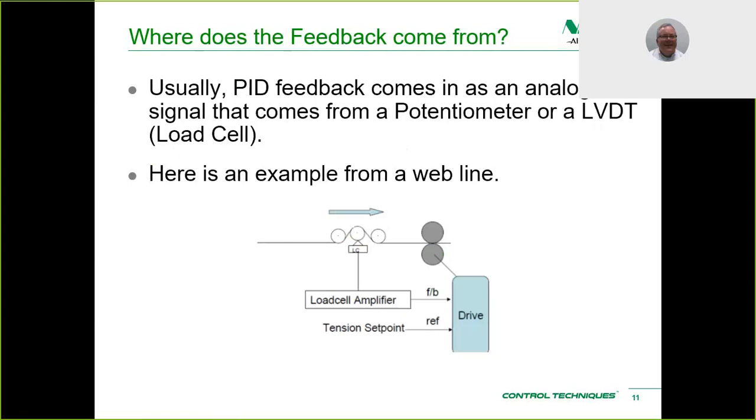So here's an example on a web line here where my feedback is coming from the form of a load cell amplifier. Right? So the reference is a tension set point, and that can also come from another analog source, or it can be entered directly. So the idea with a load cell here is we're trying to adjust the position of this dancer in the middle here. So we do that by affecting the speed of the nip rollers here. So that's what we're using as the output of the PID to adjust the speed of the nip rollers here.